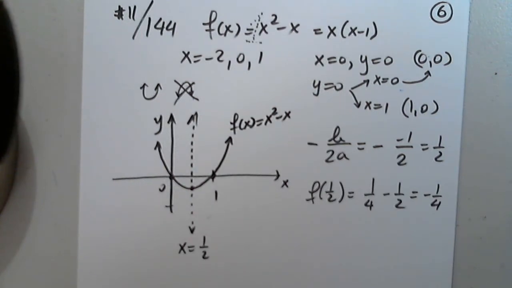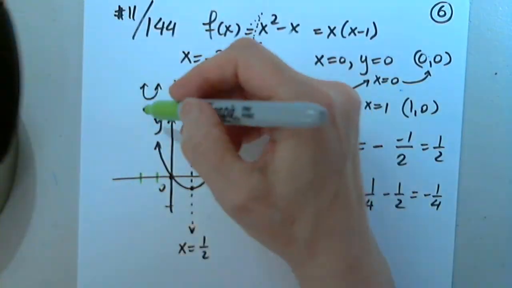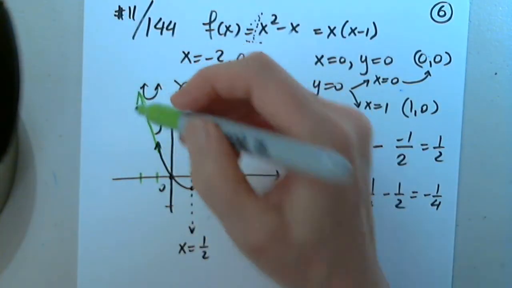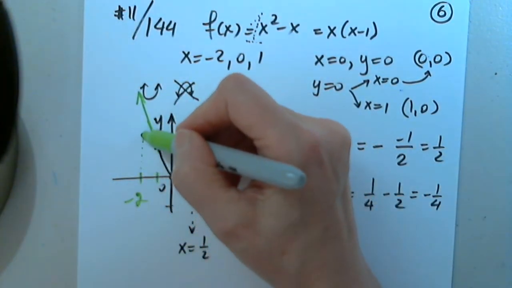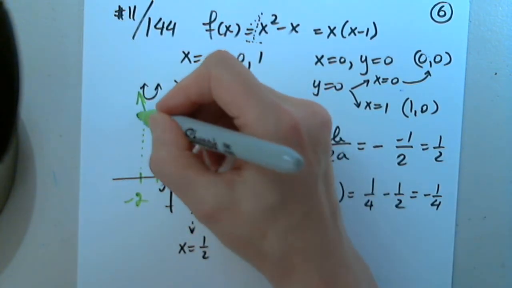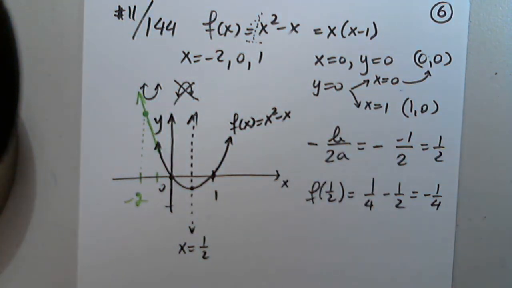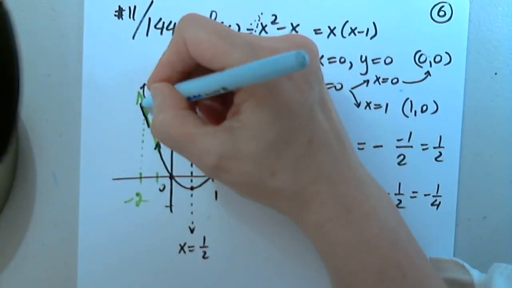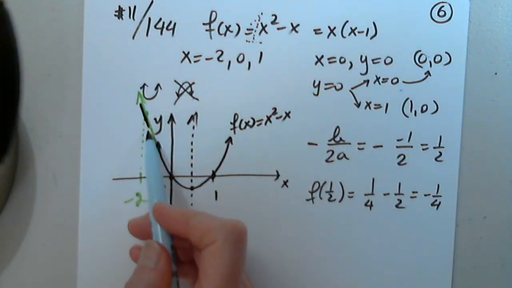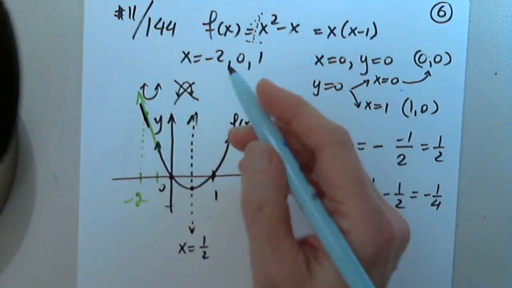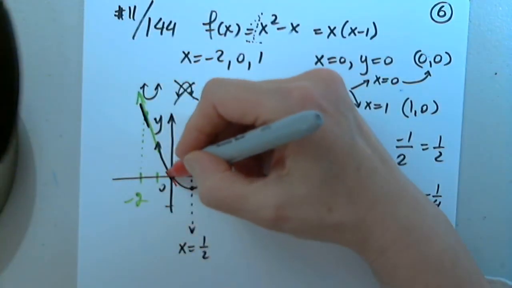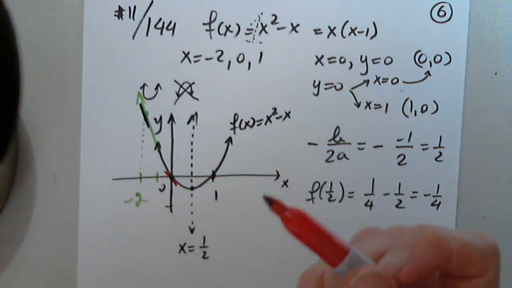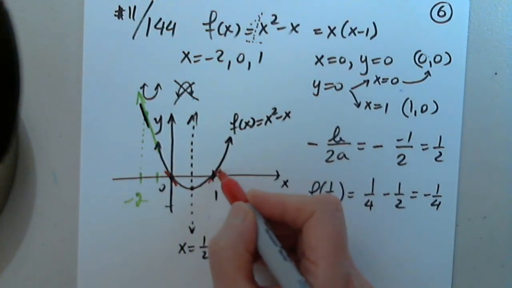Okay, so now at -2, they're asking us to draw the tangent. Fine. At that point, they're asking us to draw the tangent. Obviously, it's a negative slope. At 0, they're asking us to draw the tangent. Fine. Also a negative slope. And at 1, okay, they want us to draw the tangent.